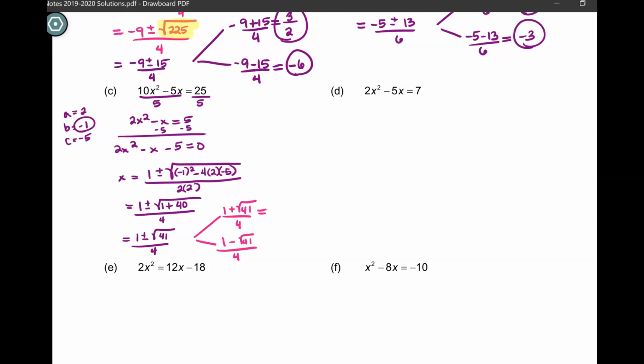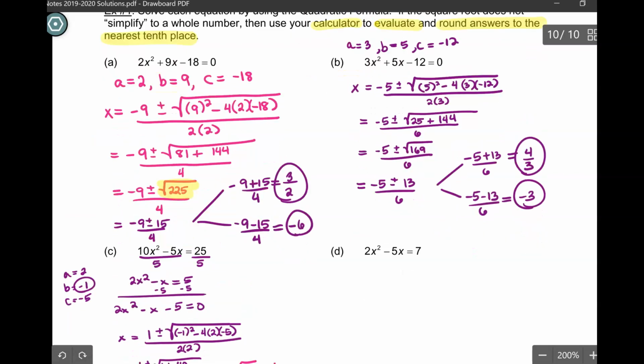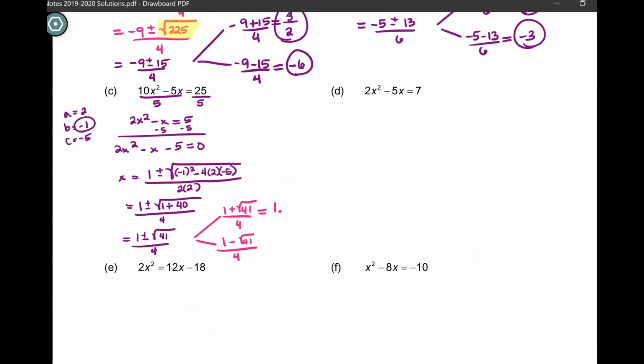So I'm going to type in that. And then I'm going to divide. So now I'm going to use my arrow to go down to the denominator. Type in 4. And I get 1.85. And I said to round to the 10th place. So if it's 1.85078, it's going to round to 1.9.